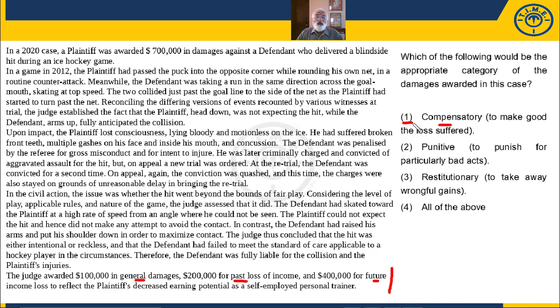Restitutionary would mean you award a person damages, taking away whatever gains the other person got. But over here, we are not saying that by his wrongdoing, the defendant actually gained anything. He didn't gain anything that needs to be returned. And therefore, we are not looking at restitutionary damages either. So compensatory damages are what we are looking at. So that answers this question. Your choice would be number one.